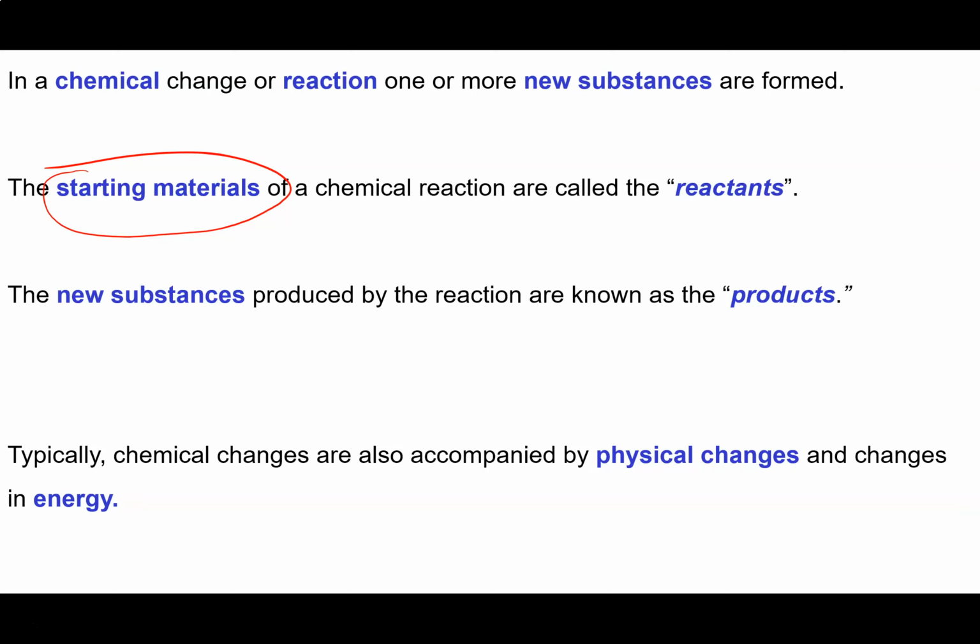Now, typically when a chemical change or a chemical reaction occurs, there'll also be physical changes. So we'll see things like changes in color or changes in physical state. There also will be changes in energy. We might find that energy is released and it will get hot, or alternatively we could find that energy is absorbed and it will get cold.